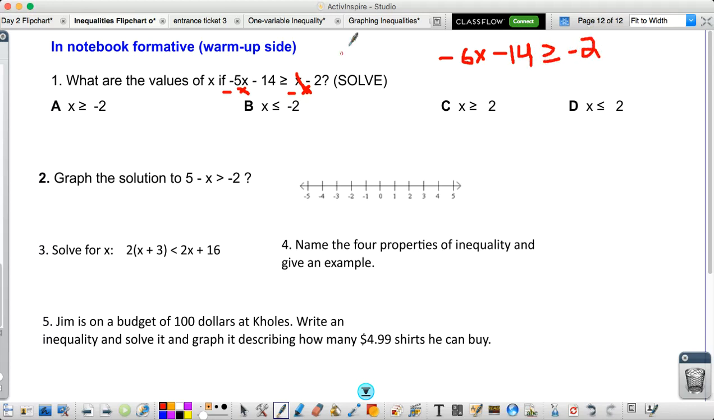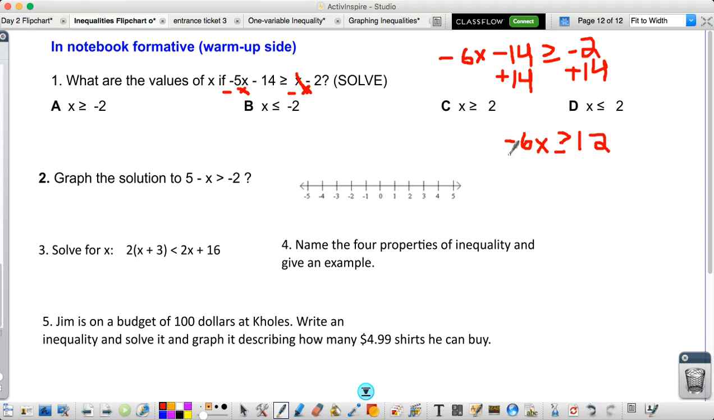Now I don't switch the inequality sign because I didn't divide or multiply by a negative. All I did was subtract an x. Here, I would go ahead and get rid of the constant next to the variable. Okay, and now what do I end up with? I end up with -6x is greater than or equal to 12, right?